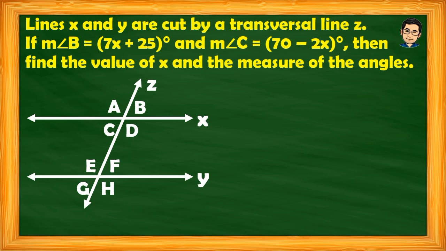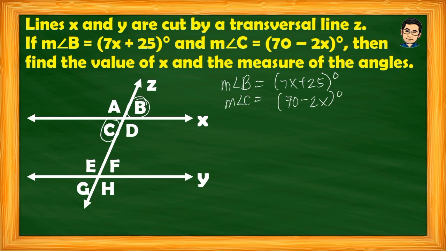So, ang gagawin po natin una dito is ililista po natin yung mga given. So, ayan. Measure of angle B, 7x plus 25. And then, measure naman ng angle C, the quantity of 70 minus 2x degrees. So, tignan natin yung ating figure. So, this is angle B, and then this is naman angle C. So, angle B and angle C has relationship. So, they are vertical angles. So, since vertical angles sila, they must be congruent. Okay, so ibig sabihin, pareho po sila ng sukat.